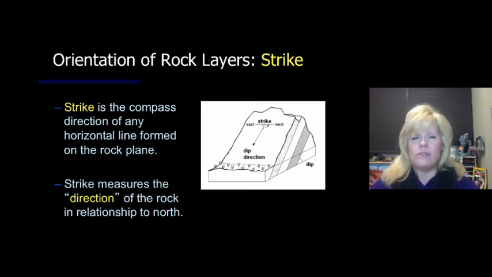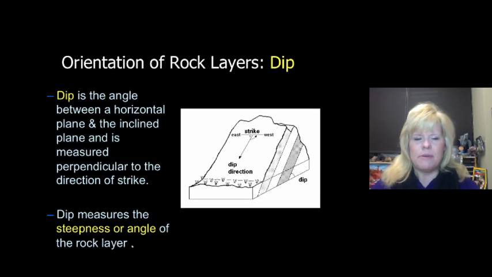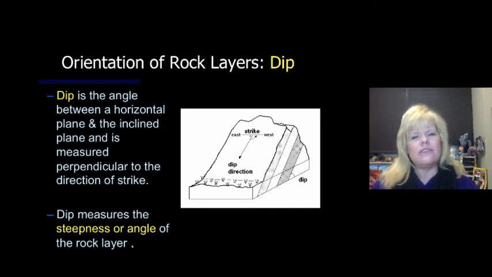Dip, however, is a little different. So I'm going to tell you of the two, strike is much harder to do on a Brunton compass than dip. So dip is the stuff that is measured. It's the inclination, to be exact, the angle between that strike line and its inclined plane. So basically it's how much has it been pushed up or down.